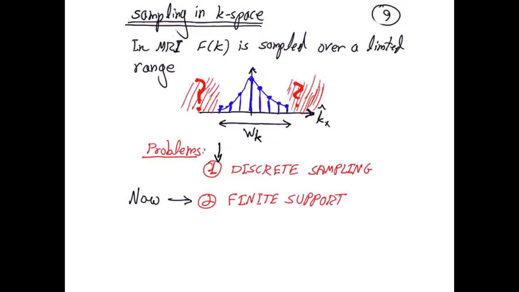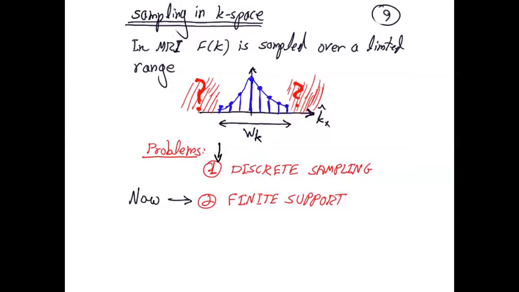Now, finite support is the other thing. Okay, so let's talk about this finite support. The finite support is that we collect data somewhere in the frequency domain, so around zero. This is zero frequency, and then we collect something here, and we collect over here. But here we just don't know what the object value is. Like, we just don't know, right?